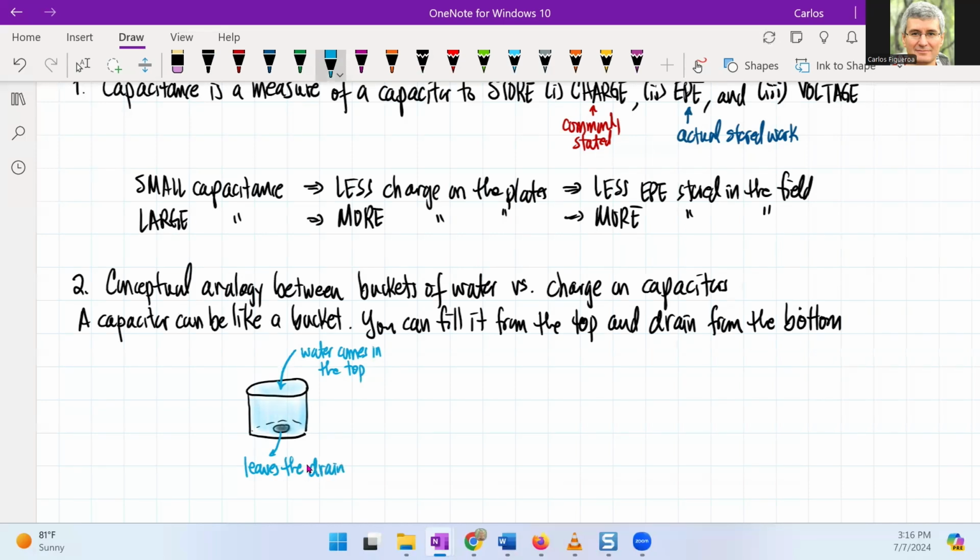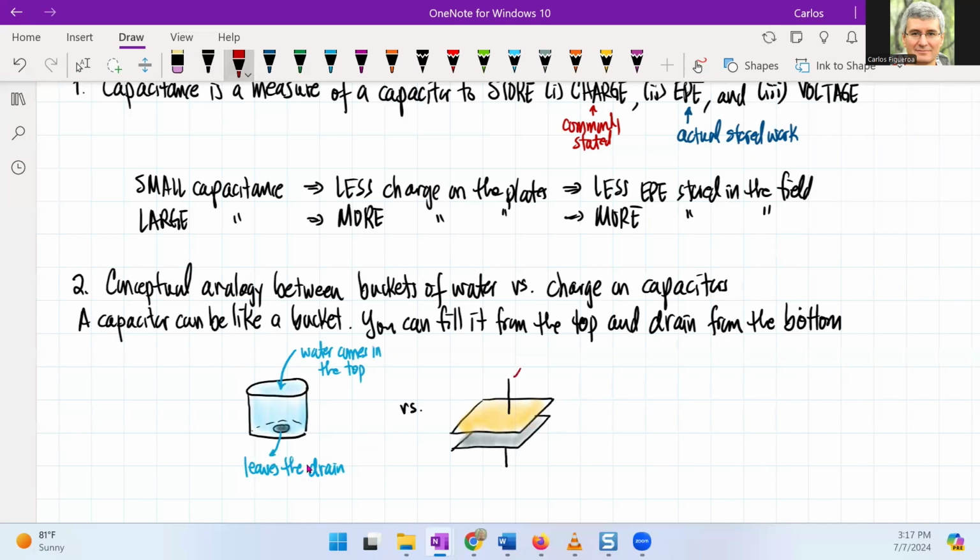Now you've got to be careful with analogies. Analogies can be slippery. So now let's compare this to the capacitor. If I have a capacitor, I can say similar things here. You could see here, this is the top of the capacitor. And then here's my wire. And then this is my lower plate. And then here's my wire.